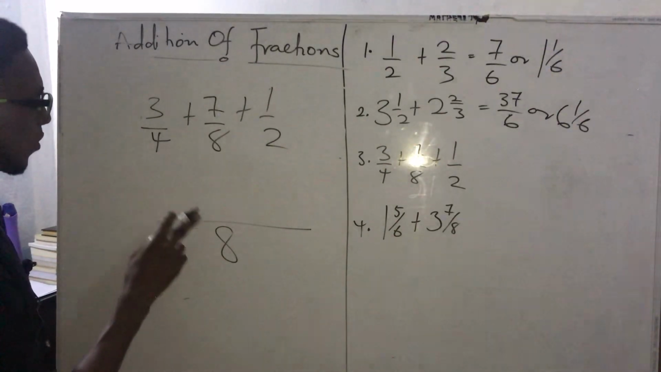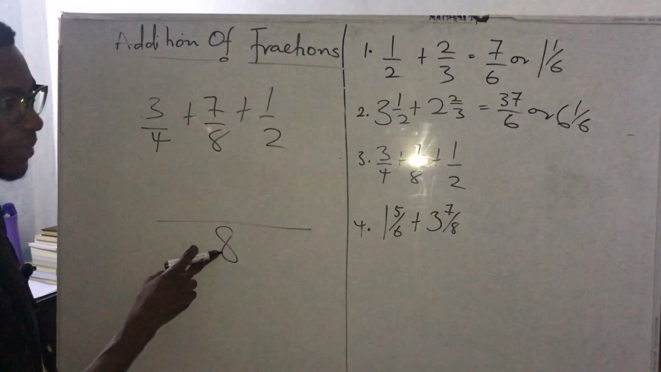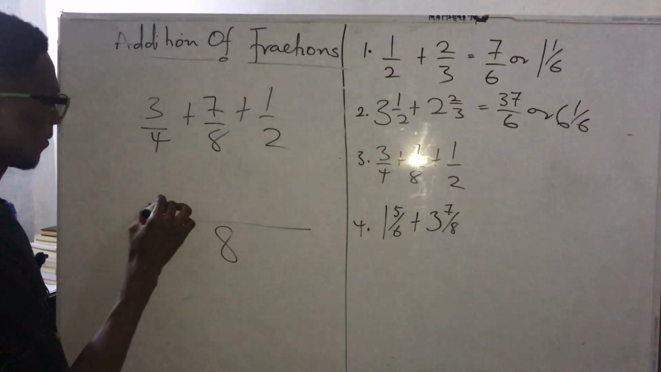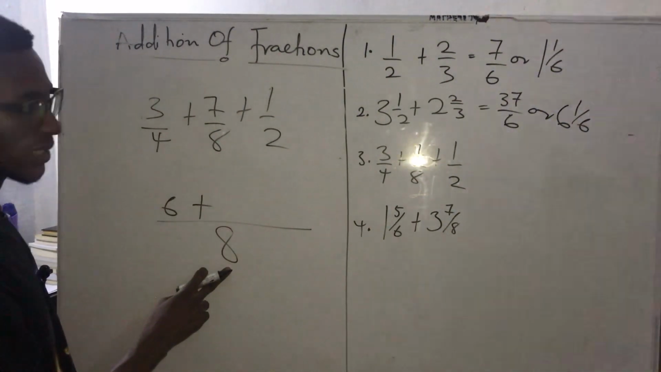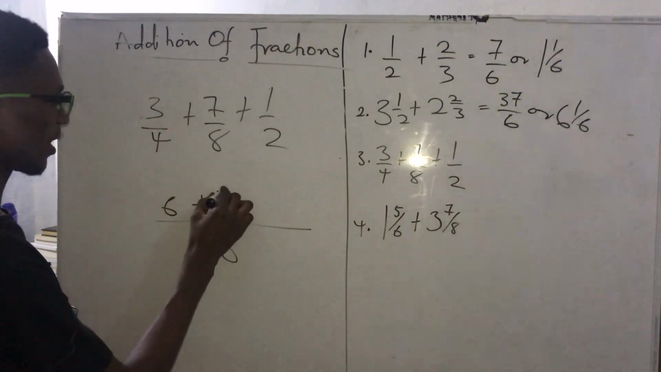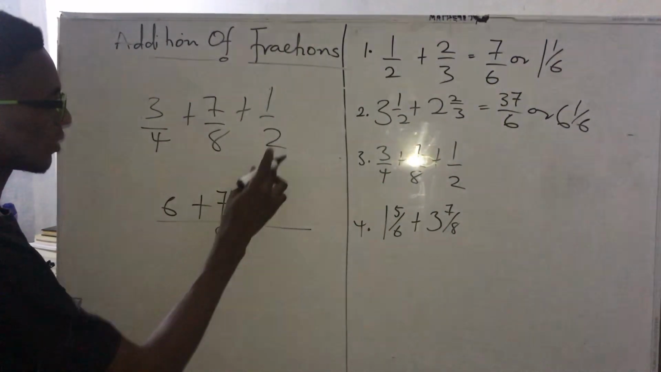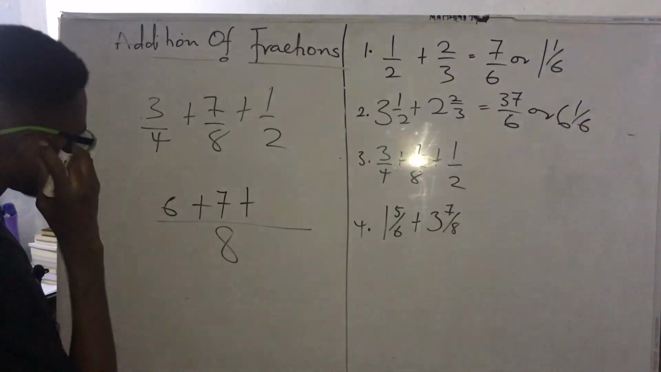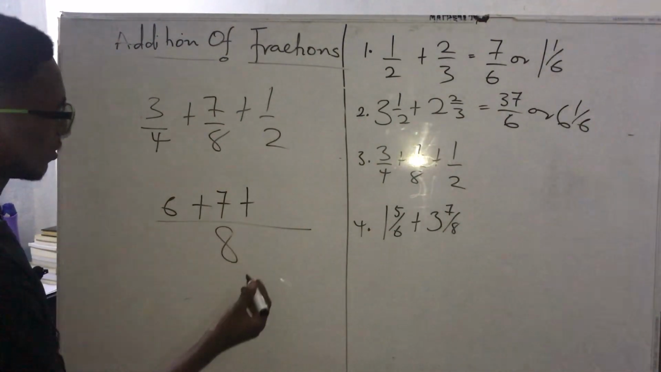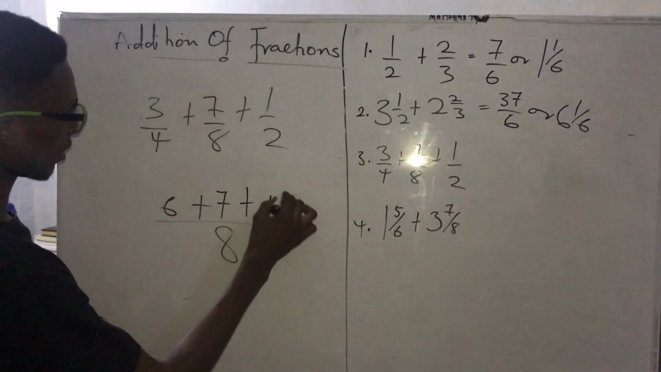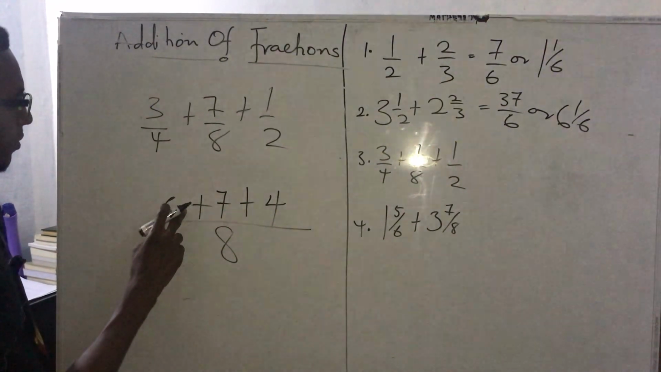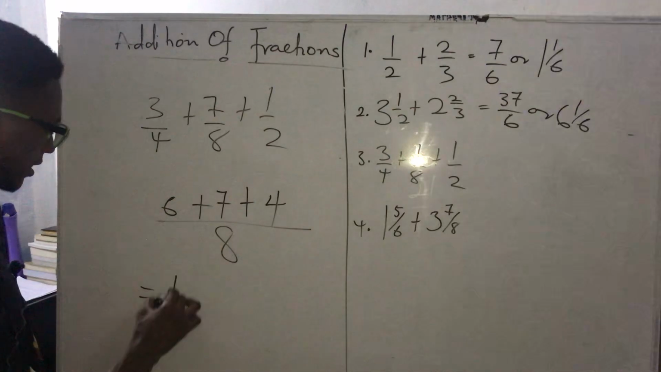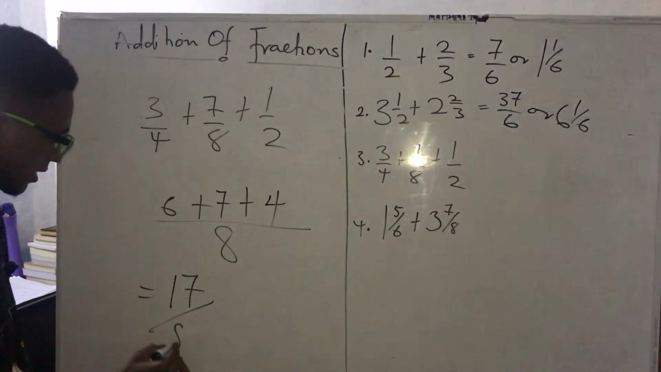How many times will 4 go into 8? 2 times. 2 times 3, 6. Plus, how many times will 8 go into 8? Once. 1 times 7, we have 7. Plus, how many times will 2 go into 8? 4 times. 4 times 1, 4. So we have 6 plus 7 plus 4, which is 17 over 8.